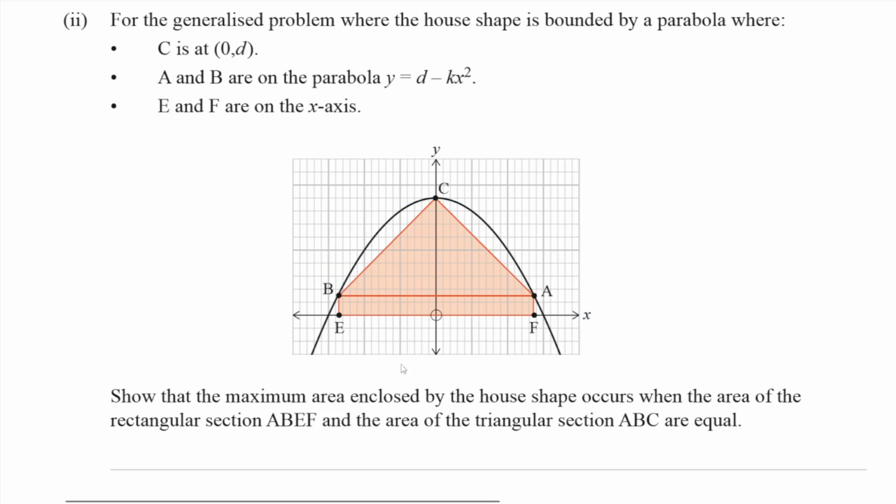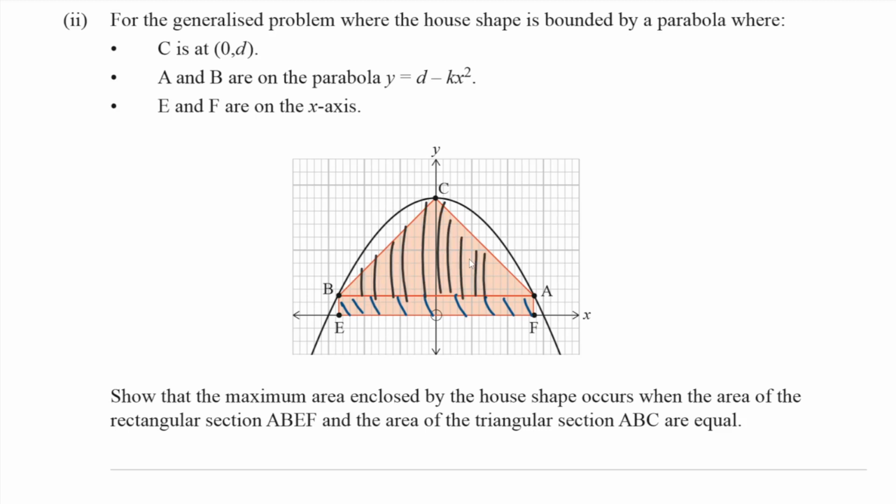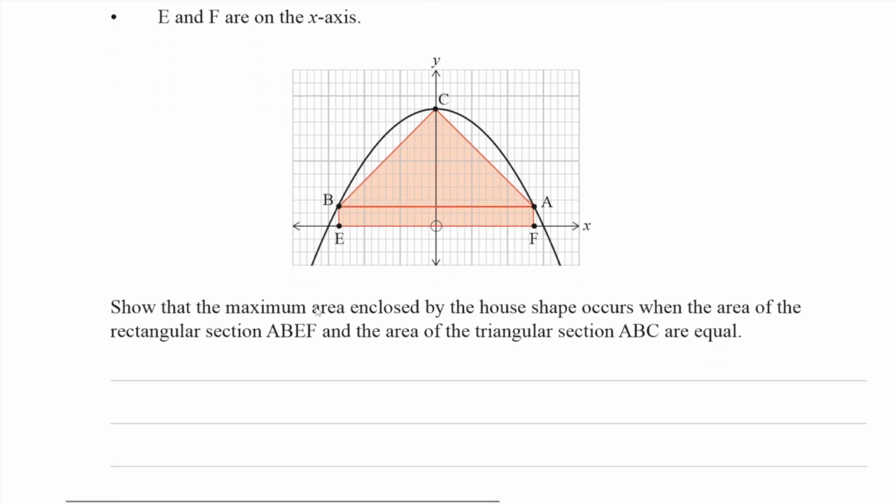The question is a little bit different down here though. Instead of finding the height that's maximum, we're trying to show that the maximum area occurs when this rectangular section's area is equal to the triangular section's area. Again, maximizing, so be thinking we're going to need the equation for area and we're going to need the derivative.